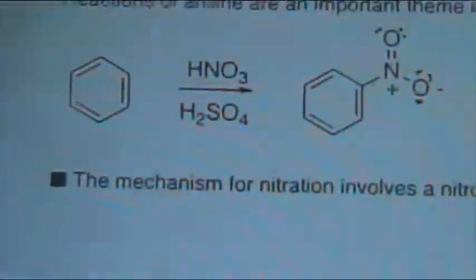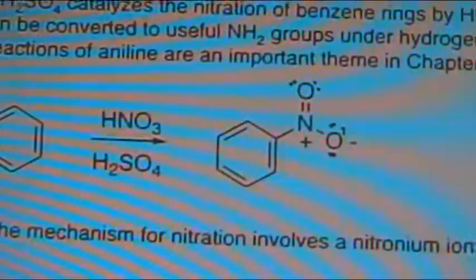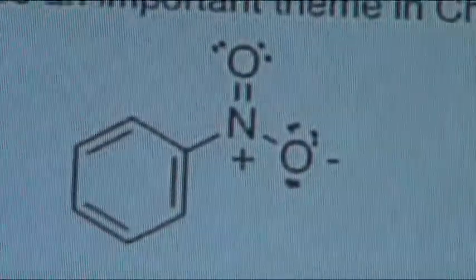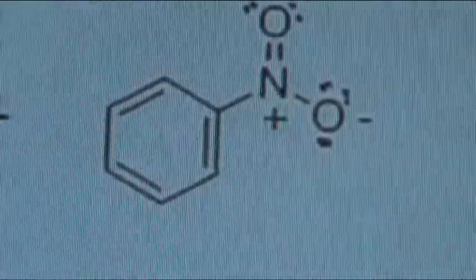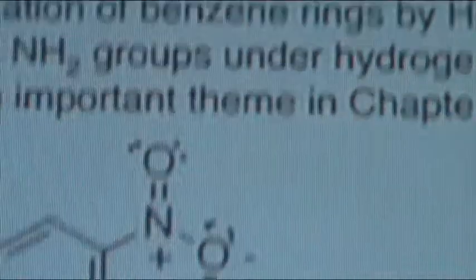The only reason people put nitro groups on benzene rings is so they can reduce them to amino groups. That's the only reason. So nitro groups are useless. And later in this chapter, I'll show you yet another secret reaction that converts nitros, which are useless, into something useful, into an amino group. So this is aniline.